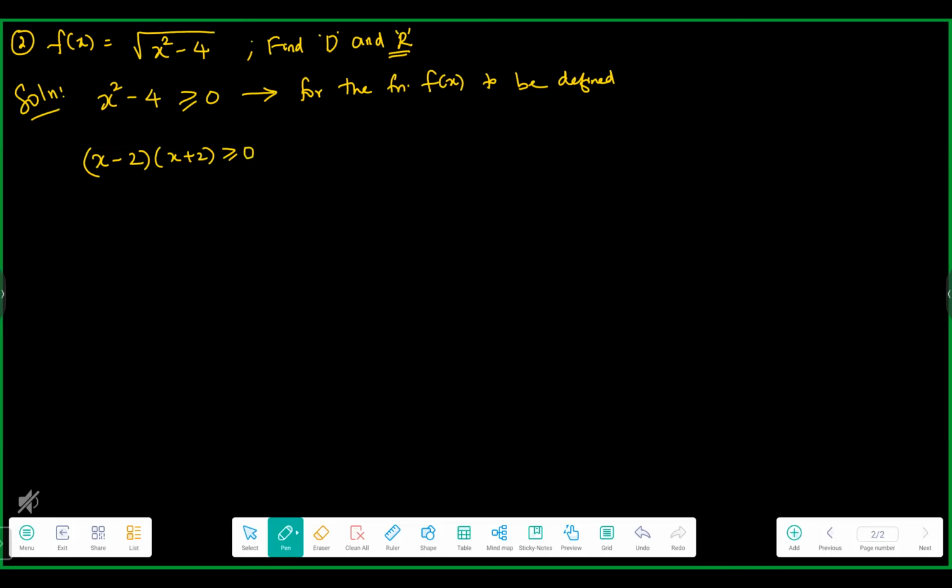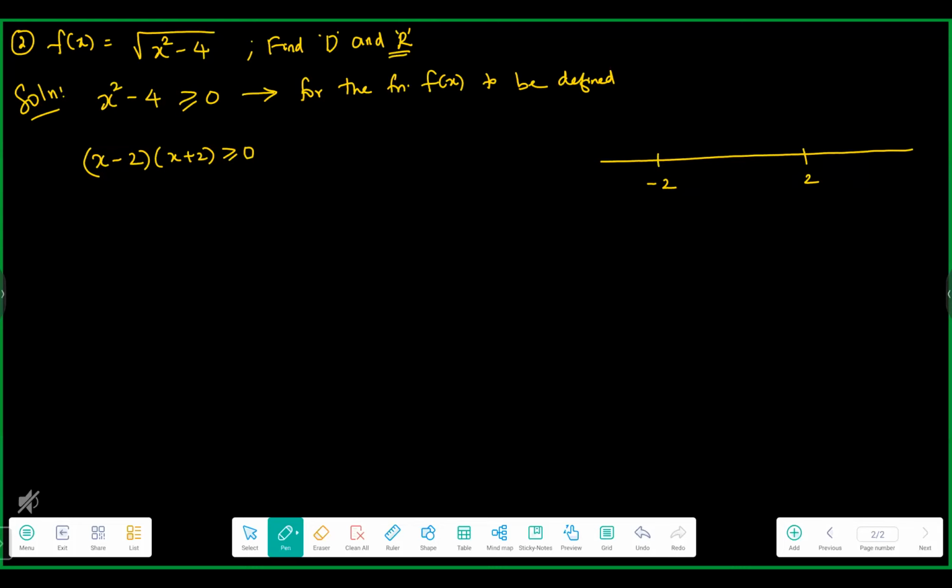Okay. If that's the case, I'm going to take the number line. On this number line, I will take the checkpoints. What are the checkpoints? If I equate x minus 2 to 0, 2 is one checkpoint. If I equate x plus 2 to 0, minus 2 is one checkpoint. Right. So first I will check what will happen completely on the left of minus 2. When I substitute a value less than minus 2 in this, what will happen? Observe. Let's take minus 3. If I substitute minus 3, this will become minus 5 into minus 1.